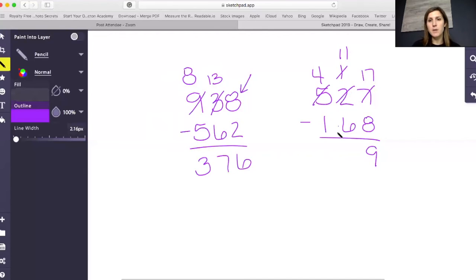So 11 take away 6 is 5, and then 4 take away 1 is 3. So our answer is 359.